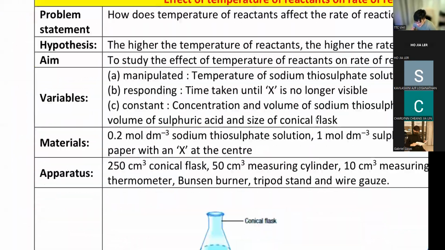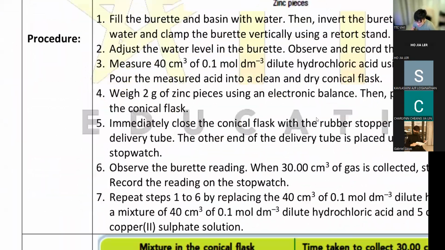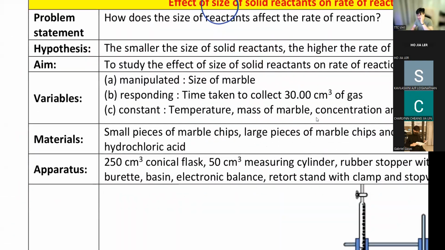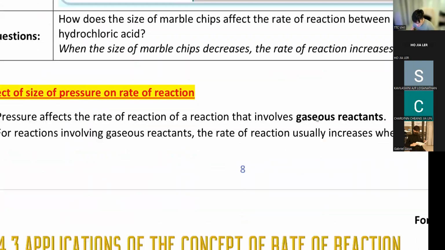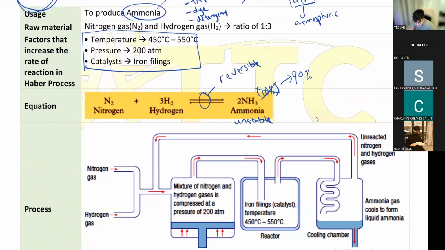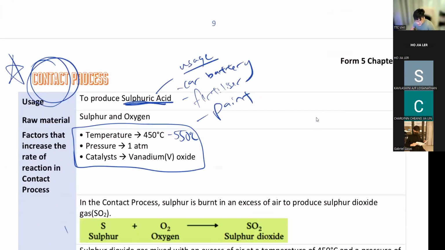So you see, today's stuff is quite easy, because it's before holiday. I don't want to talk about something so heavy. So these are your five factors, and these are your Haber and Contact process. Okay, you guys, so far so good.